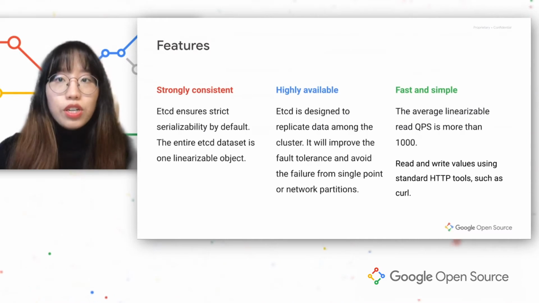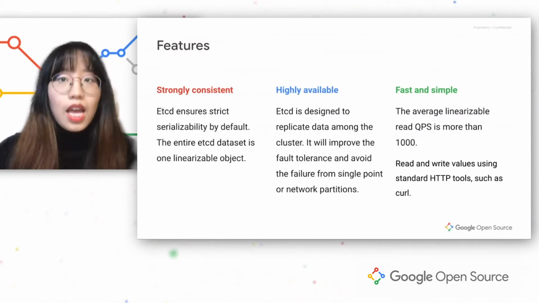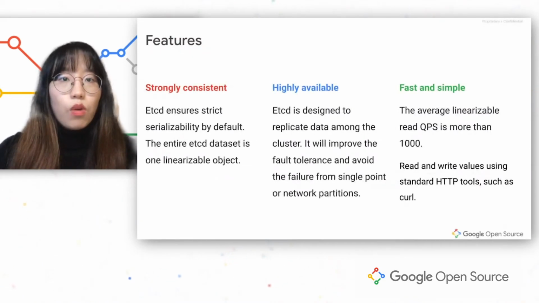The second feature is high availability. The recommended ICT cluster should have more than 3 cluster members, and it is designed to replicate data among cluster members. ICT leverages the Raft consensus algorithm to provide strong consistency and high availability, which improves fault tolerance by avoiding failure from a single point or network partition. It is obvious that if the cluster has more members, it will stand up to bigger failures.